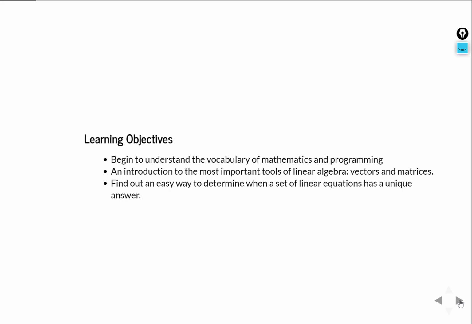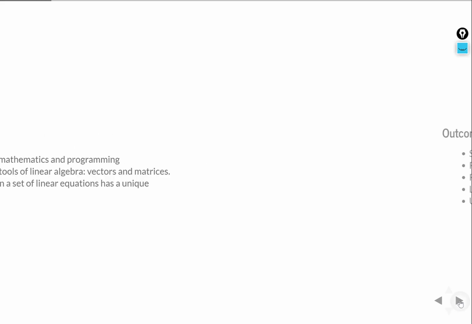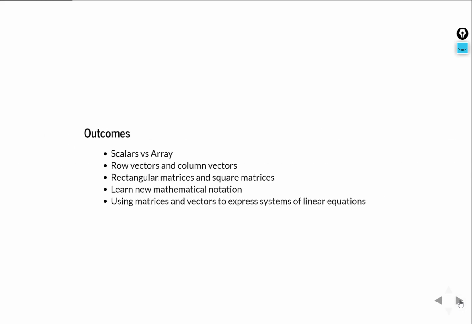an introduction to the most important tools of linear algebra, vectors and matrices, and to find out an easy way to determine when a system of linear equations has a unique answer. The outcomes are knowing the difference between scalars and arrays, row vectors and column vectors, rectangular matrices and square matrices, some new mathematical notation, and finally, learning how to use matrices and vectors to express systems of linear equations.